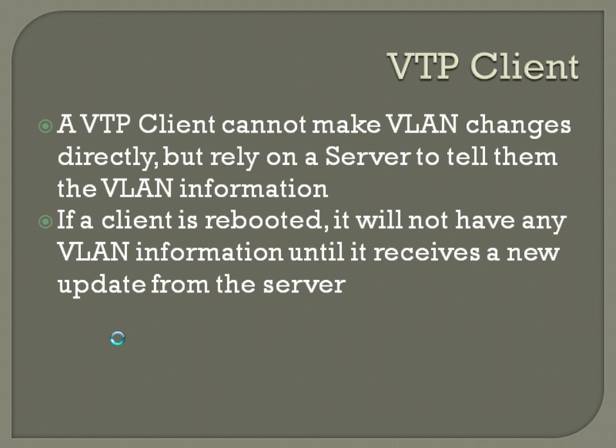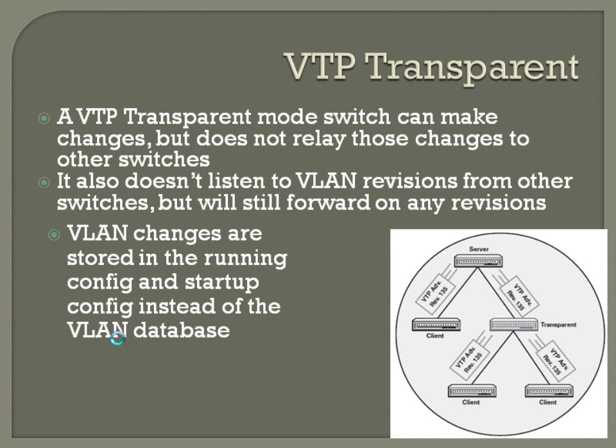So the third mode, which almost doesn't fit in the puzzle of this server-client relationship, is VTP transparent. A VTP transparent mode switch can make changes, but does not relay those changes to other switches. It also doesn't listen to VLAN revisions from other switches, but will still forward on any revisions. And VLAN changes are actually stored in the running config and startup config instead of the VLAN database. So this is the one time that you'll actually see actual VLAN configurations show up in your configurations and not the vlan.dat file, when you're in VTP transparent mode.